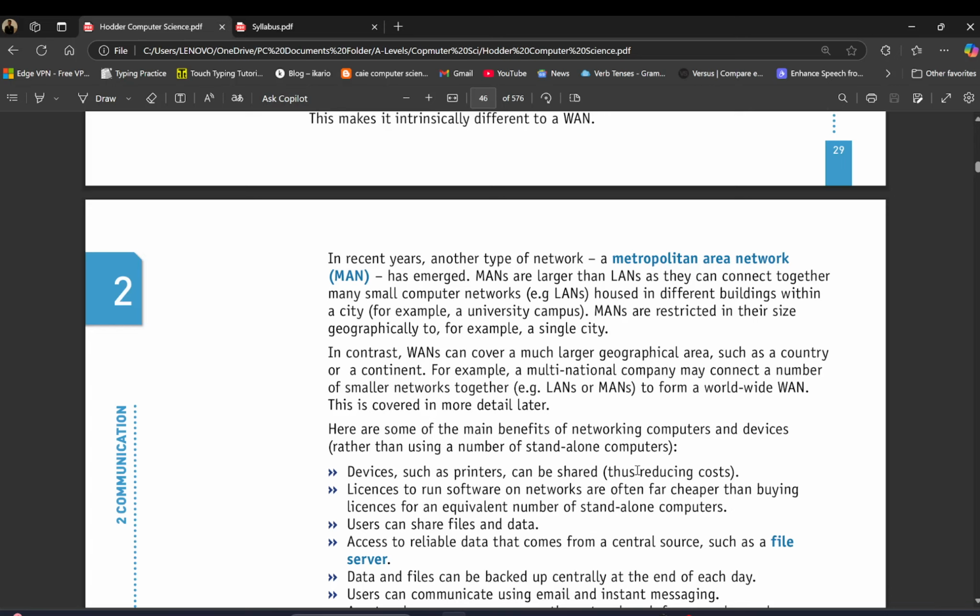Now, in the exam, you will not be expected to write the details of MANs, WANs, PANs or LANs. You will be expected to explain why a certain type of architecture is beneficial. So, why is networking of computers beneficial for us? Basically, one of the reasons is you could share devices or resources, right?